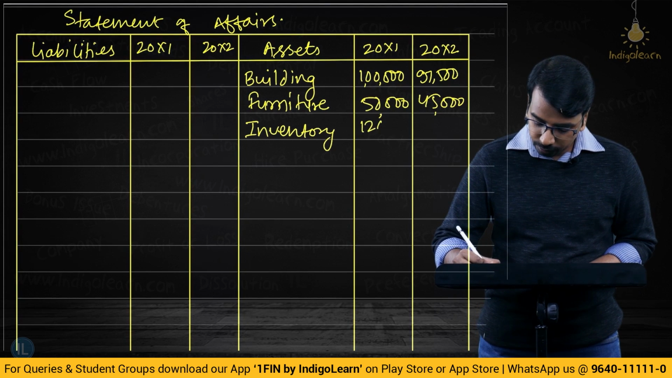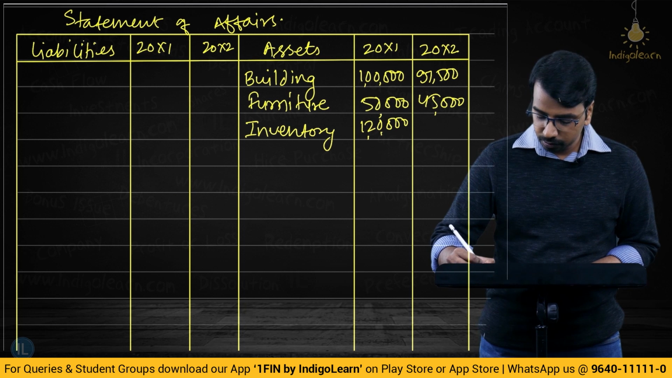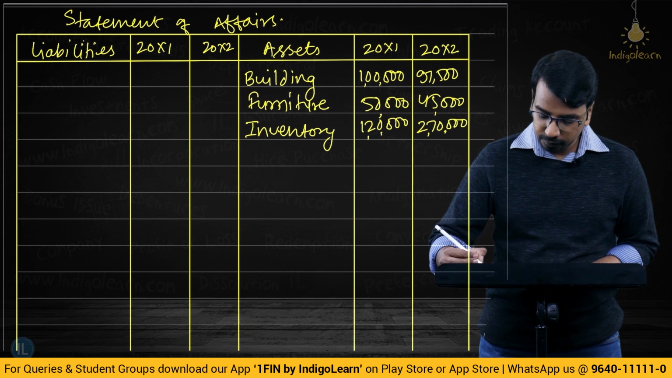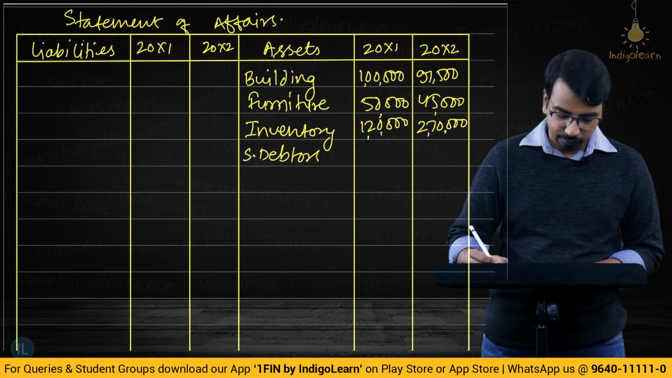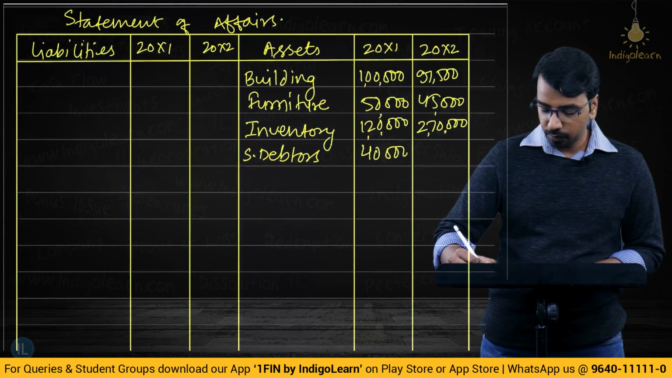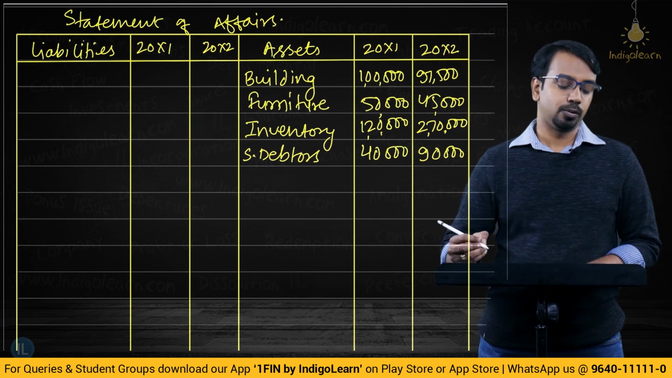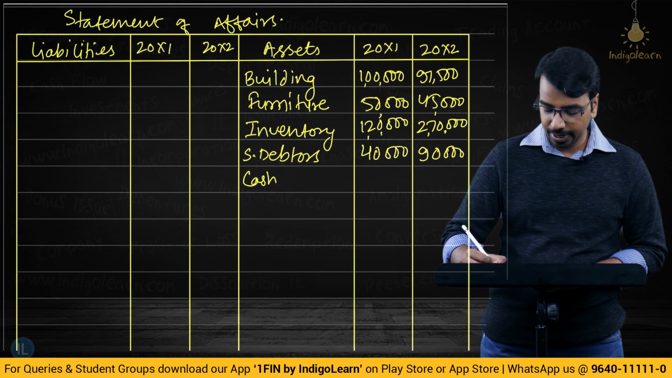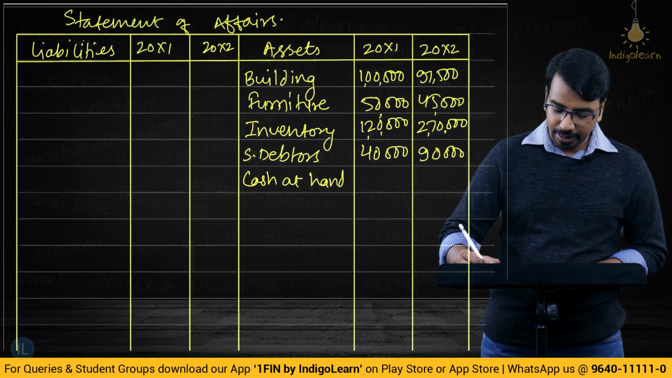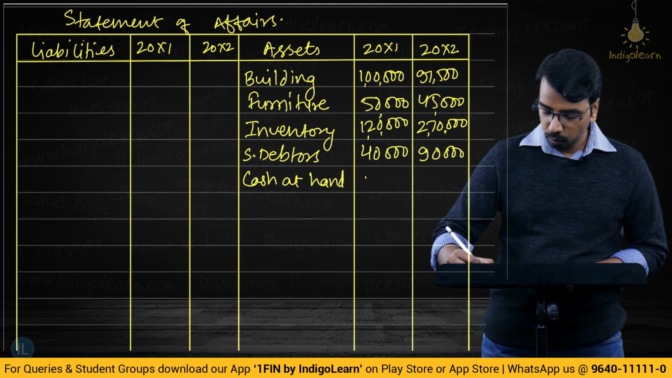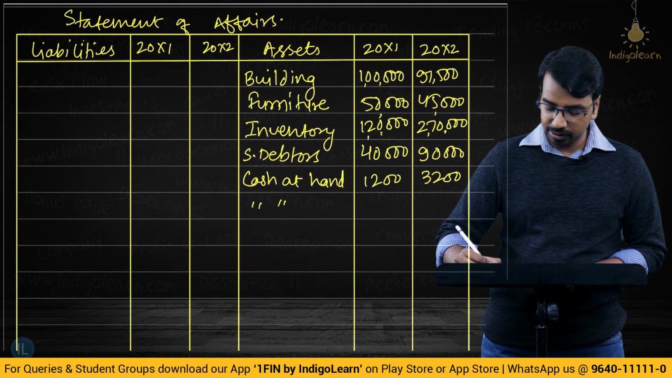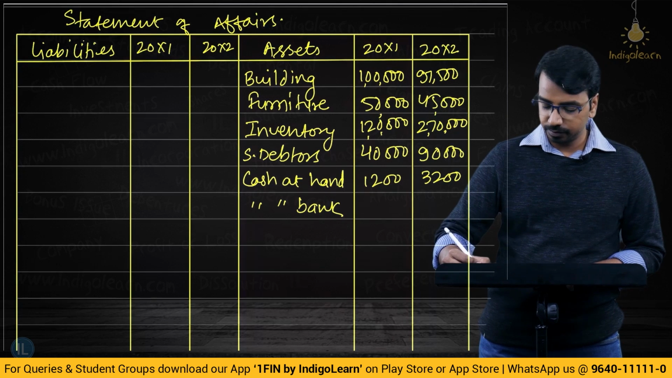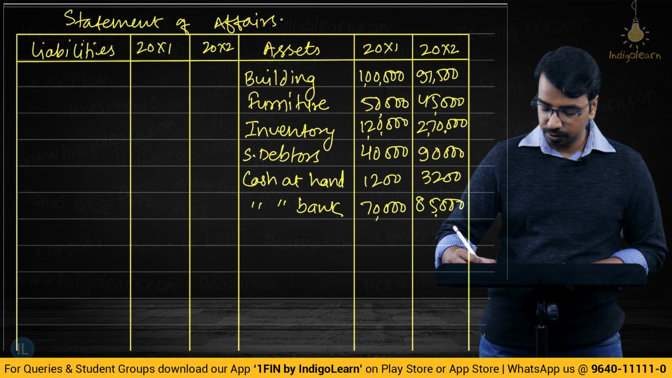Inventory of 1,20,000 and 2,70,000. Then you have sundry debtors 40,000 and 90,000. Then you have cash at hand 1,200 and 3,200. Then you have cash at bank 70,000 and 85,000.